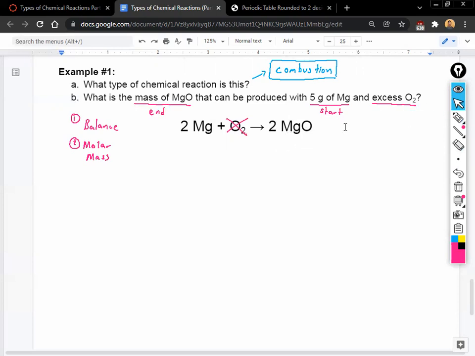So I'll give you guys about a minute. I want you to look at your periodic tables and see if you can get the molar mass of Mg and MgO. Let's take a second to do that.